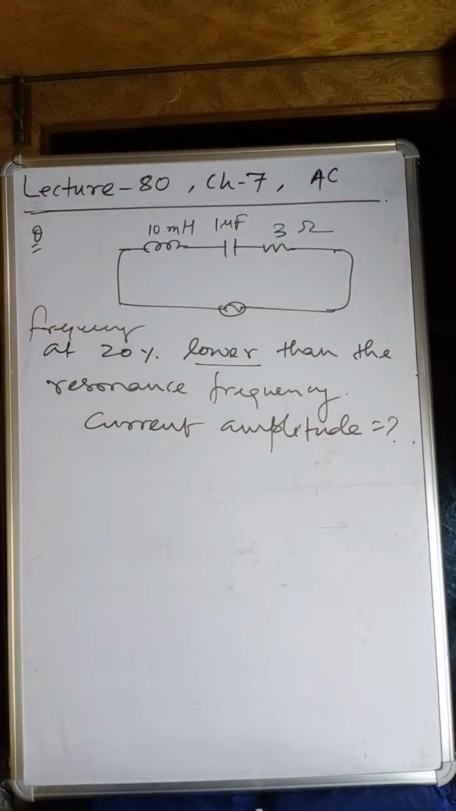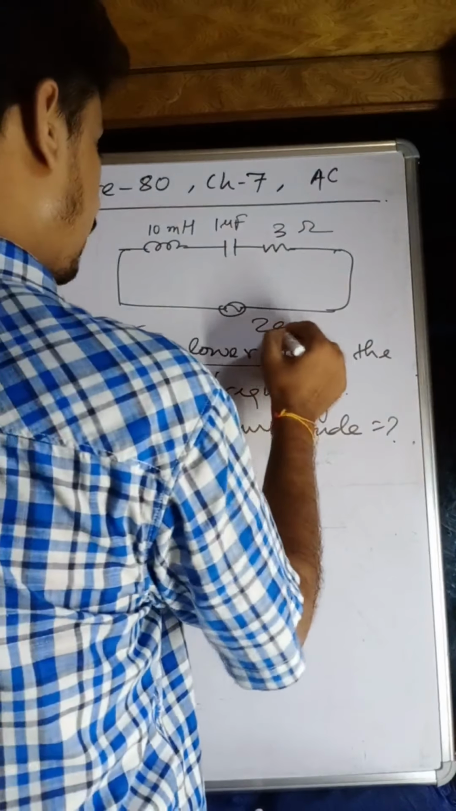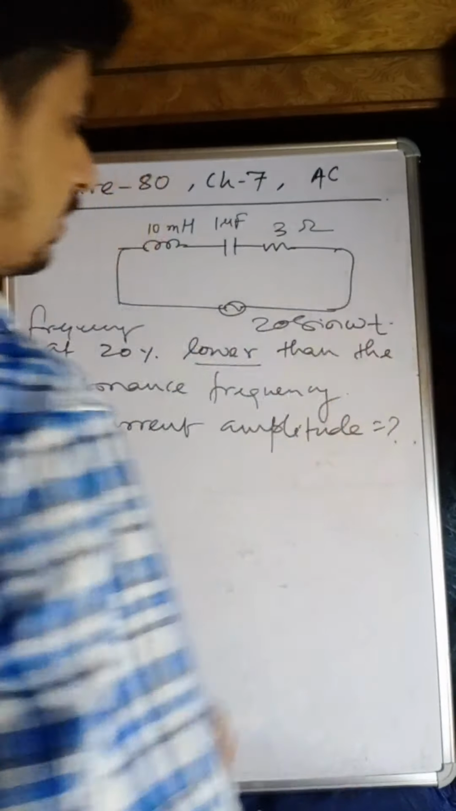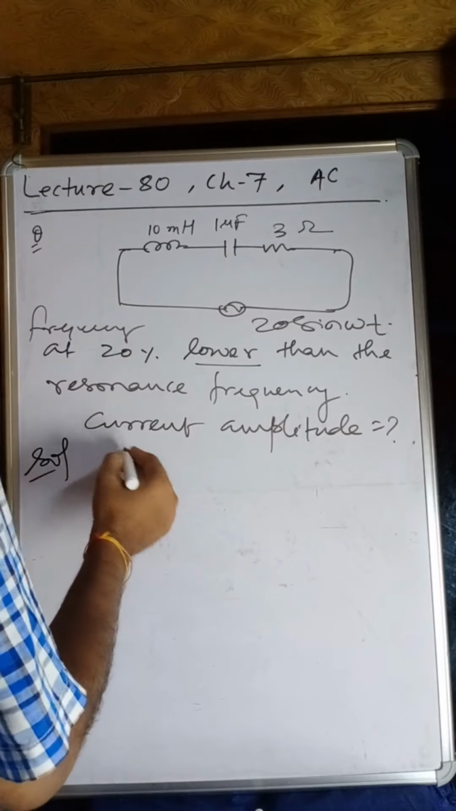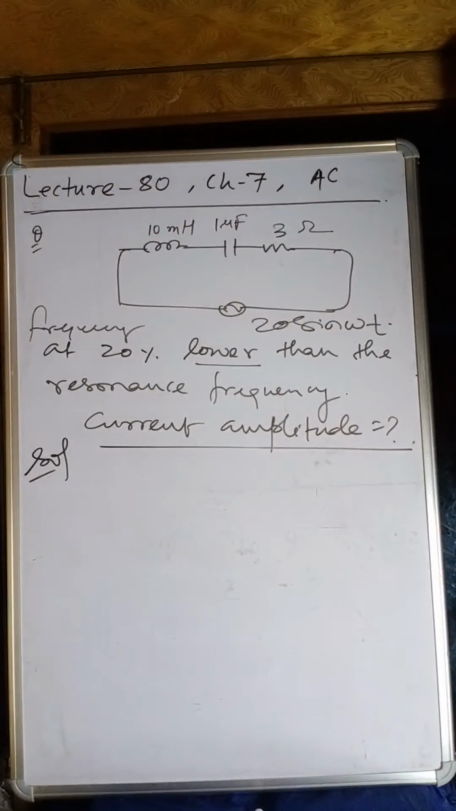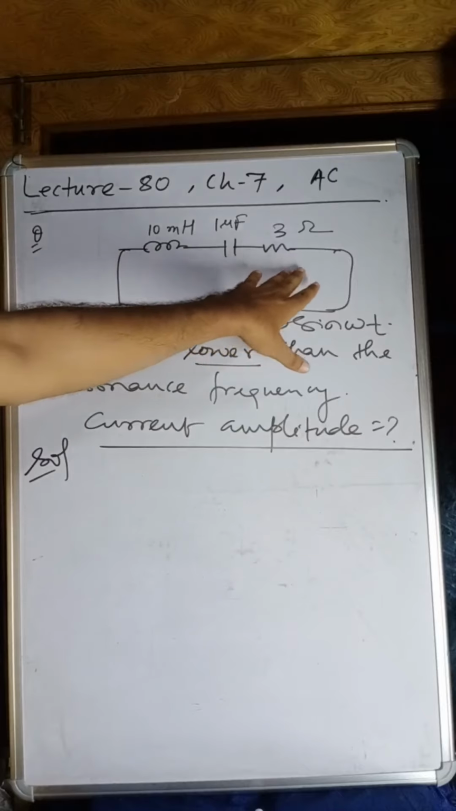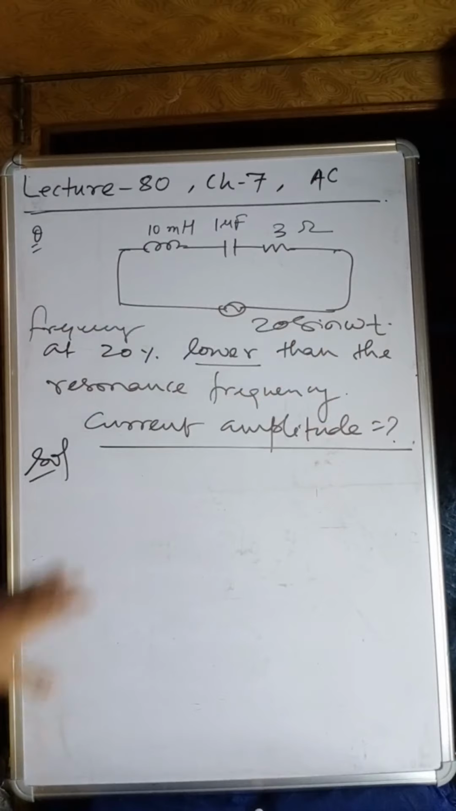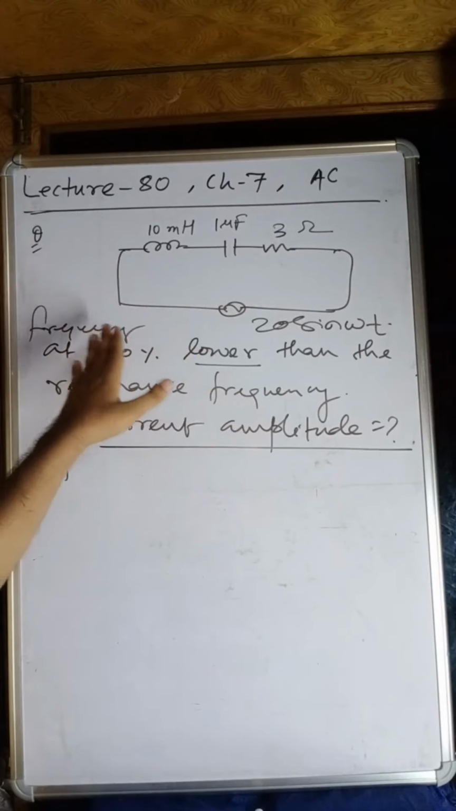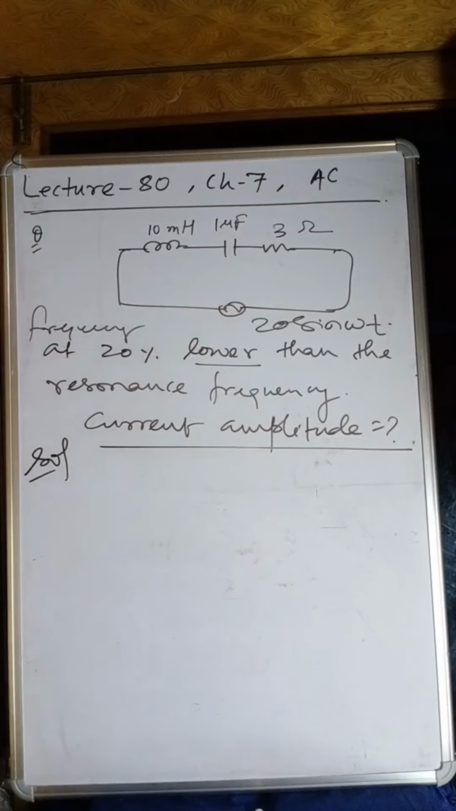And one more thing, my dear students, the voltage given is 20 sine omega t. Could you solve? If you can, try to solve this question. It is 10 millihenry, 1 microfarad, 3 ohm, and 20 sine omega t is the input AC voltage. You have to find the amplitude of current at a frequency 20% lower than the resonance frequency. How will you solve this question? If you can solve, pause the video and try.